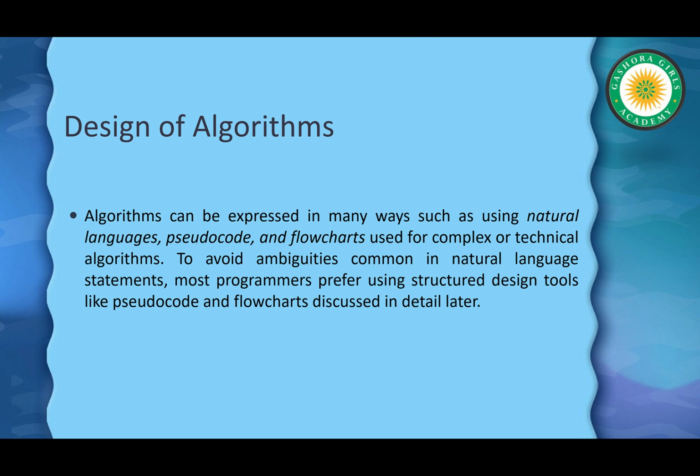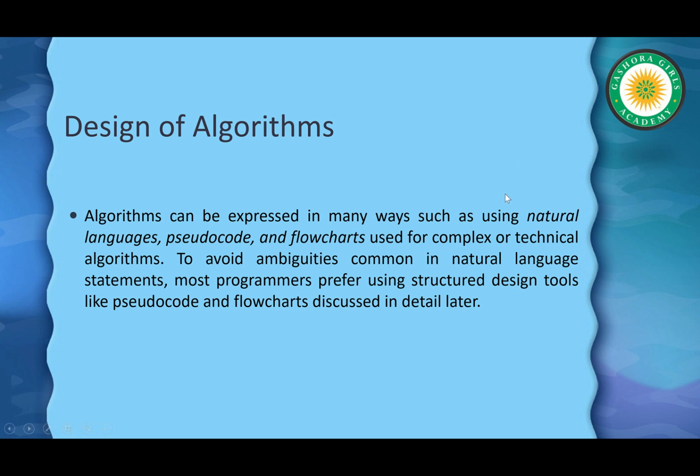Design of algorithm. An algorithm can be expressed in many ways, such as using natural languages. You can use pseudocode, or you can use flowcharts, which are used for complex or technical algorithms. In order to avoid ambiguities common in natural language statements, most programmers prefer using structured design tools like pseudocode and flowcharts, and we are going to discuss this in the next slide.